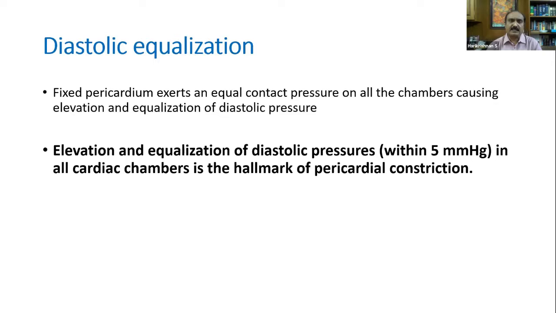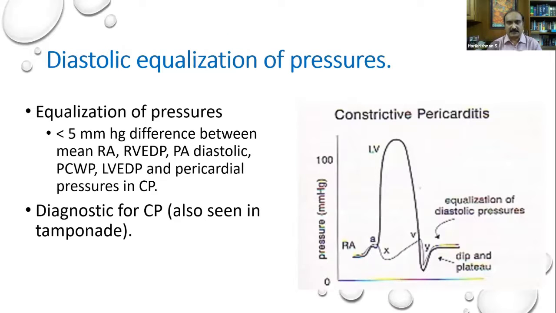Diastolic equalization. Fixed pericardium exerts an equal contact pressure on all the chambers. So this causes elevation and equalization of the diastolic pressures. And this will be within 5 millimeters in all the cardiac chambers. This is the hallmark of pericardial constriction. Equalization and elevation of diastolic pressures, and the difference will be less than 5 millimeters. And in which chambers?